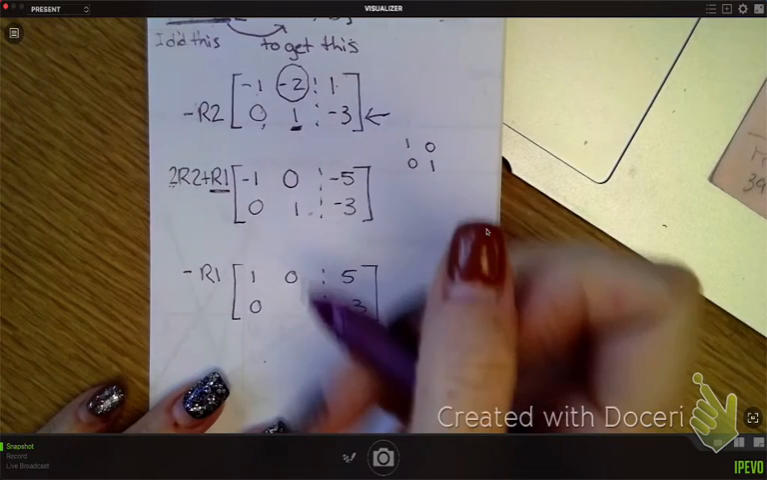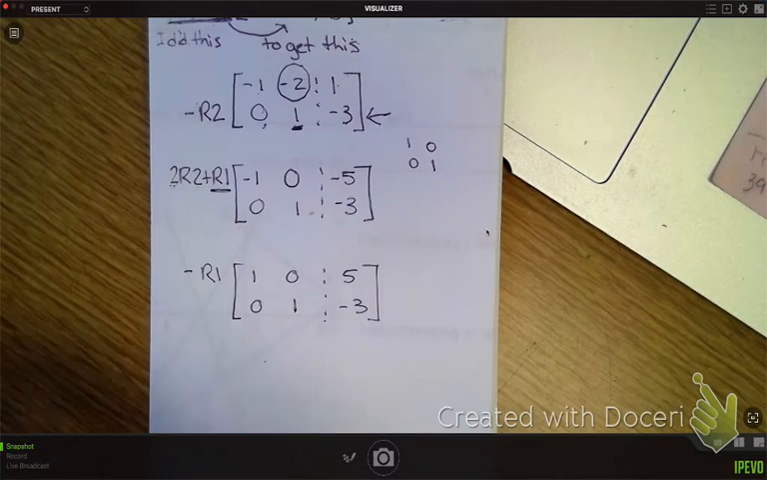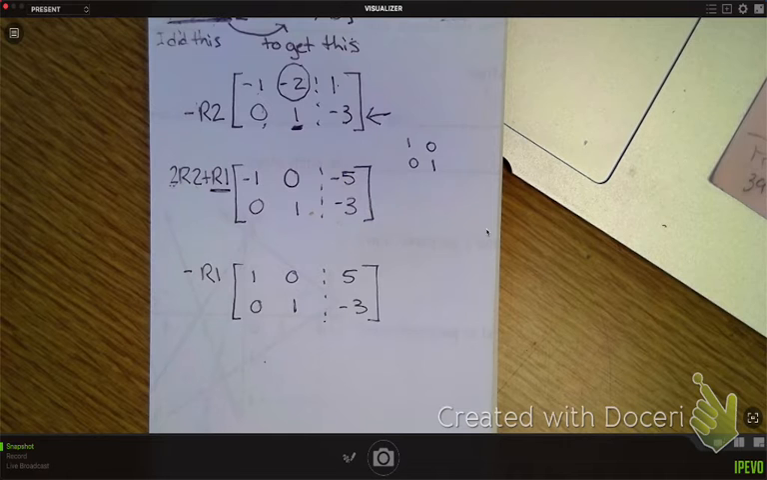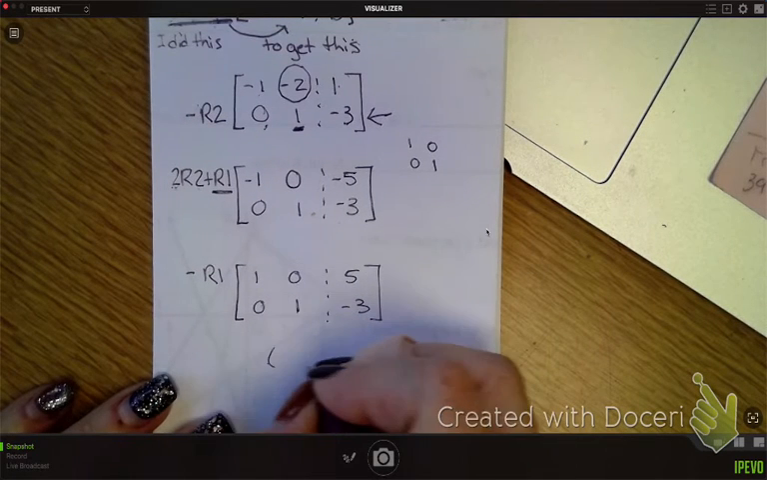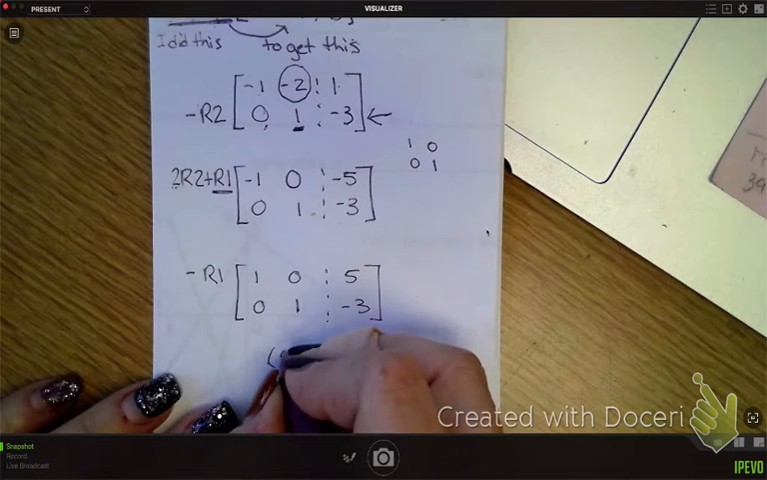Wait, so if it's just a 2-row thing, do you just have to have the 2 ones across from each other? You have to have the diagonals be 1 and everything else 0. Okay, so am I done? Yes. So x, y, what's x? 5. What's y? Negative 3.